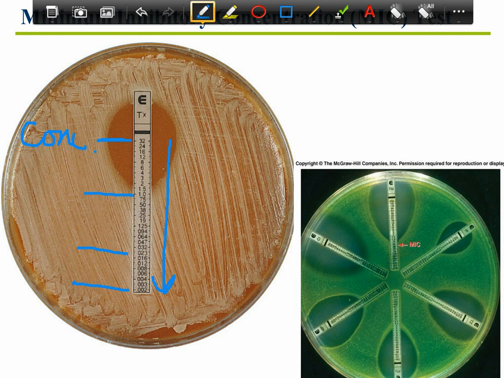So notice you've got an organism streaked in the background. You have a zone of inhibition right there where the drug is the most concentrated. But then as the drug goes down, down, down, down, down, the organism starts growing. So what you do is you read that dosage right there where there's no more kill or inhibition. Over on the right, you see the same thing, except they've run 6 E-strips with 6 different antibiotics.